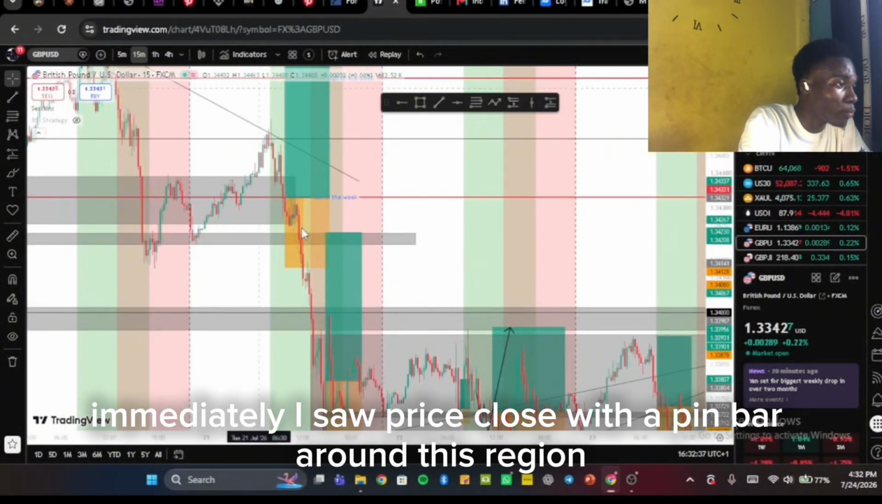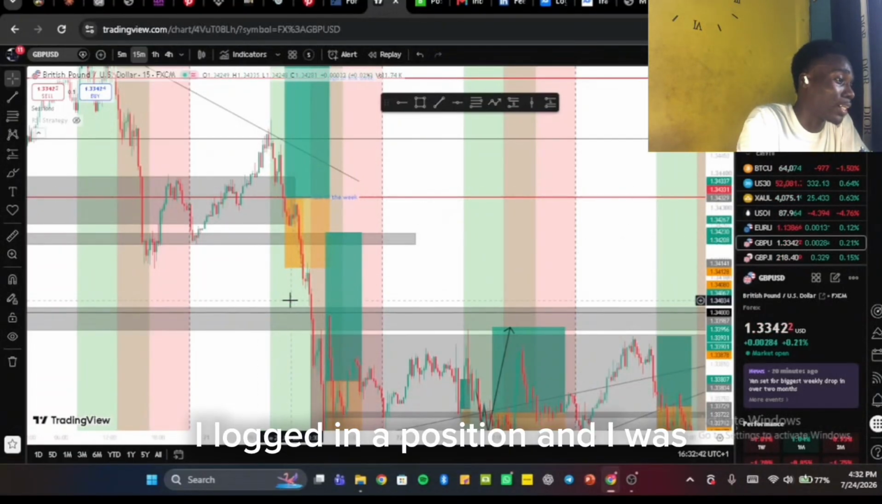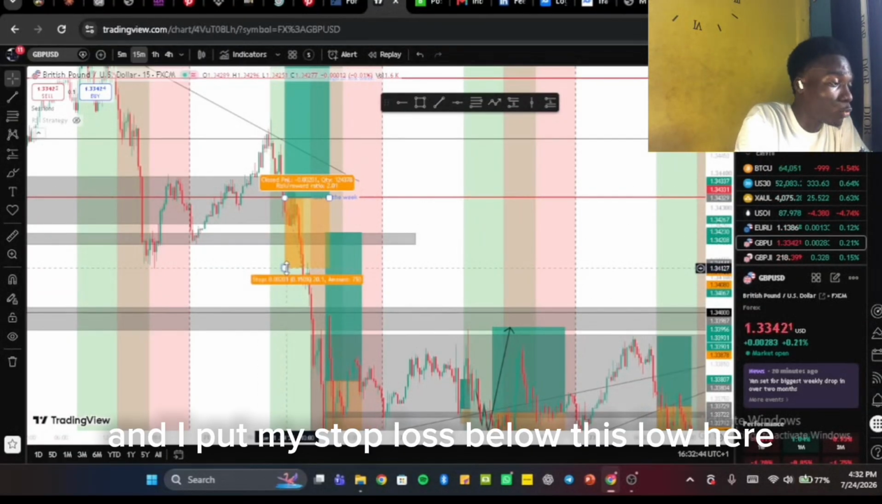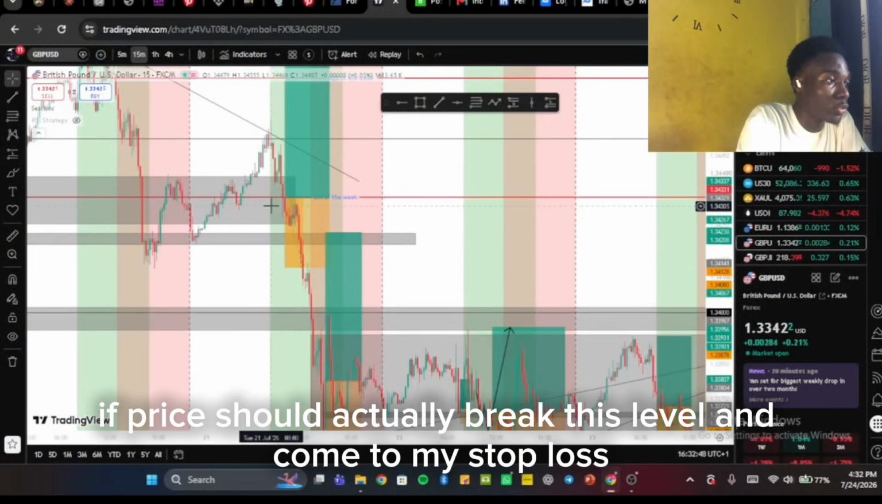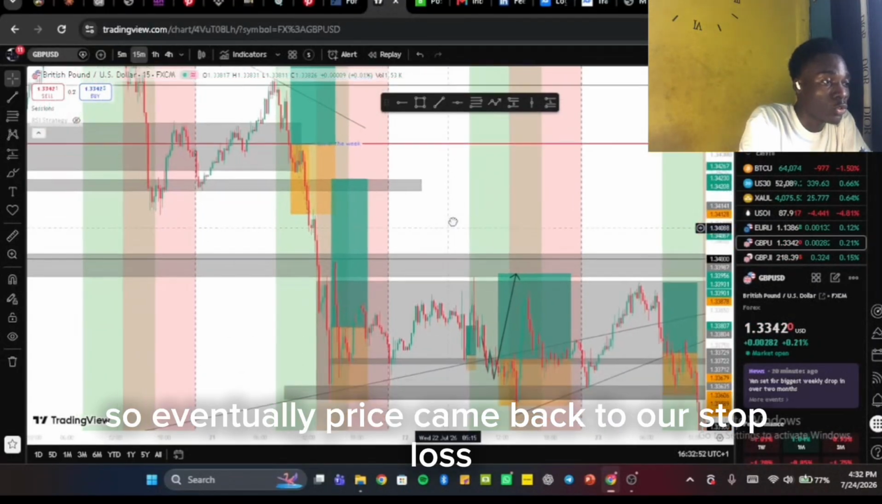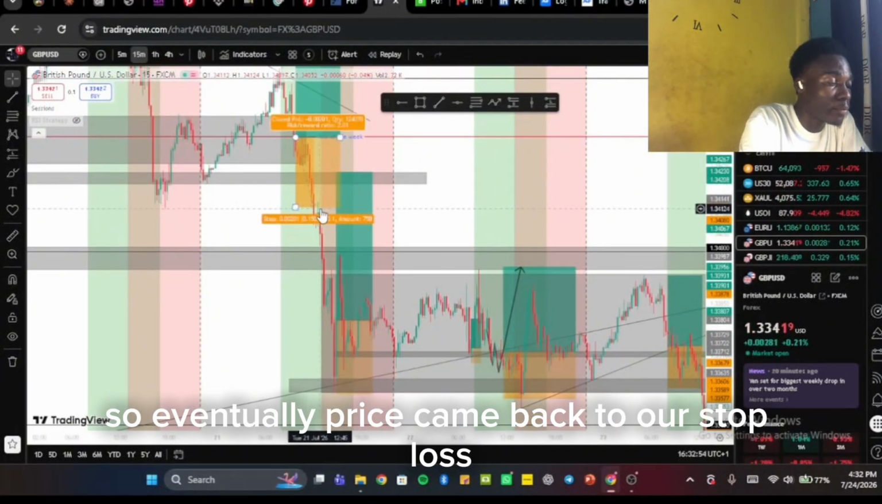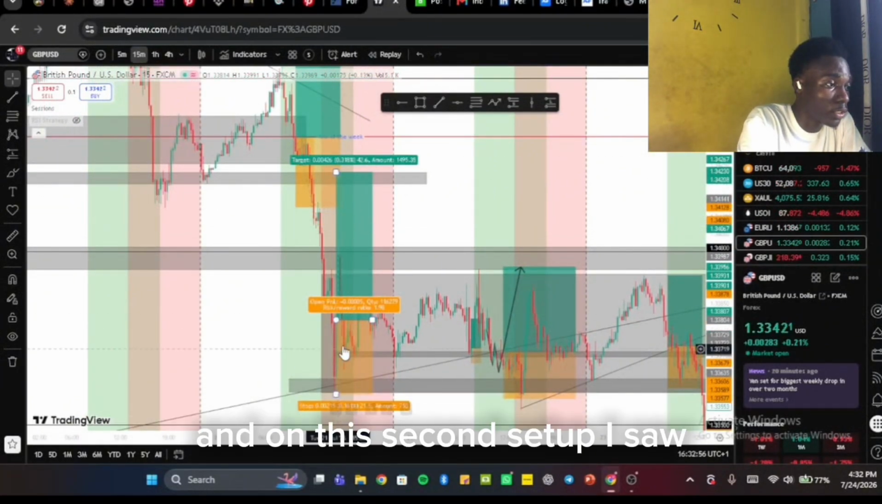Immediately I saw price close with a pin bar around this region, I logged in a position and I put my stop loss below this low here. I was like, if price should actually break this level and come to my stop loss, I agree to be wrong for that day. So eventually price came back to our stop loss.